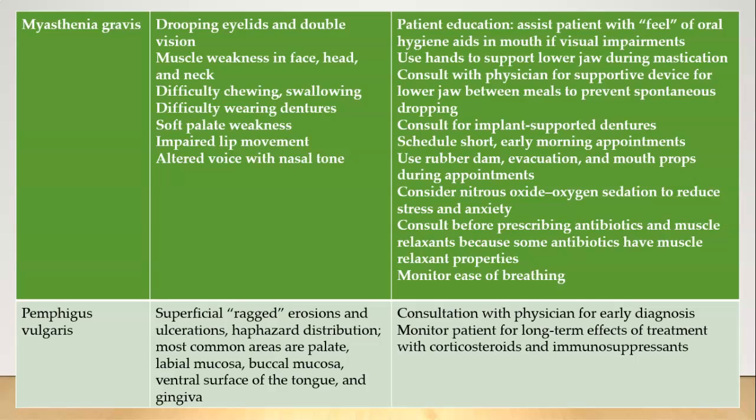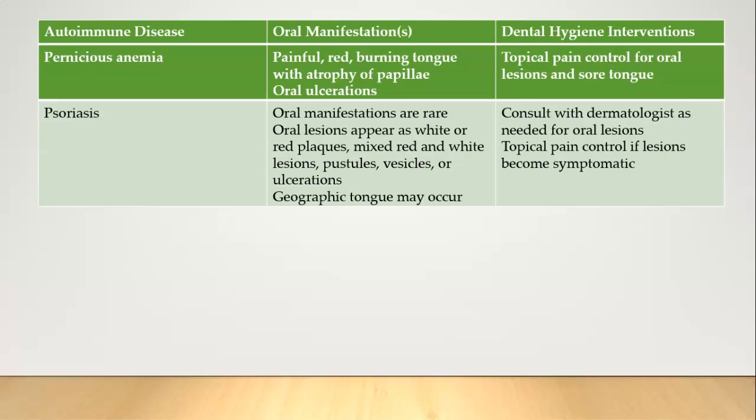Pemphigus vulgaris: superficial ragged erosion and ulceration, haphazard distribution. Most common areas are the palate, labial mucosa, buccal mucosa, ventral surface of the tongue, and gingiva. Pernicious anemia: painful red burning tongue with atrophy of the papilla, oral ulcerations. Psoriasis: oral manifestations are rare. Oral lesions appear as white or red plaques, or mixed red and white lesions.